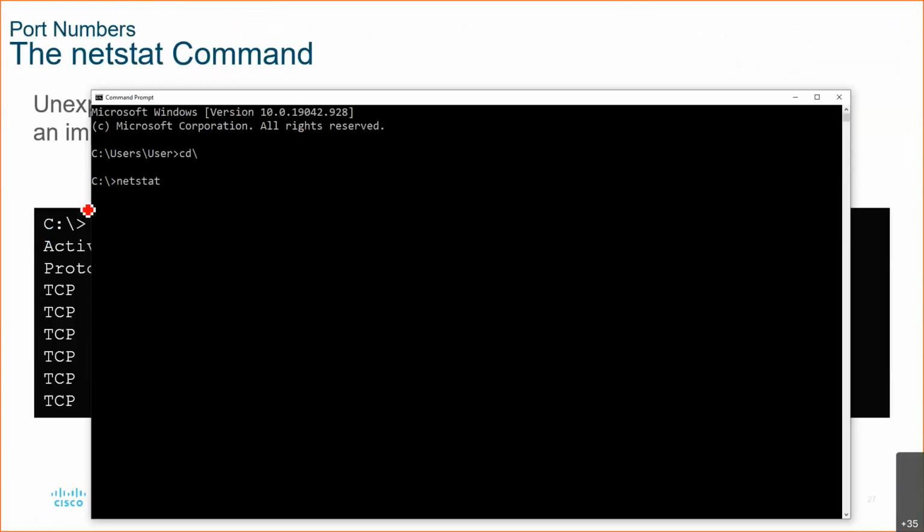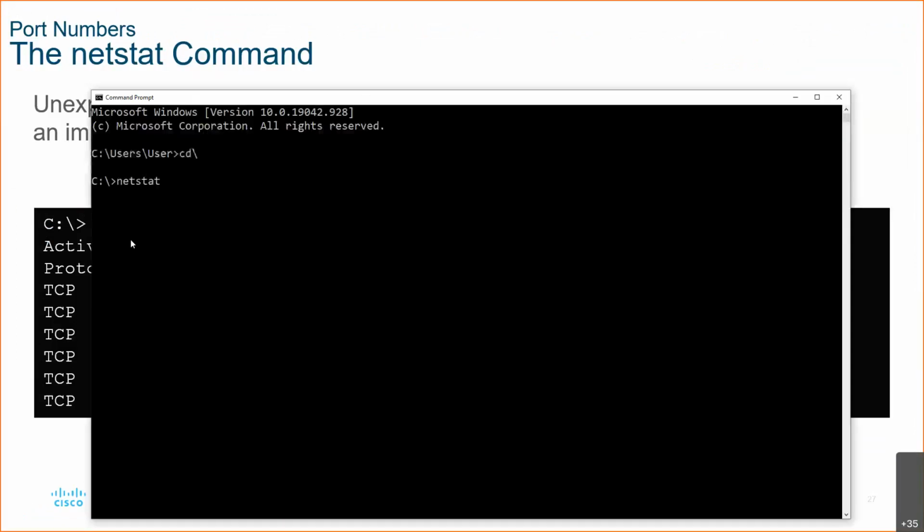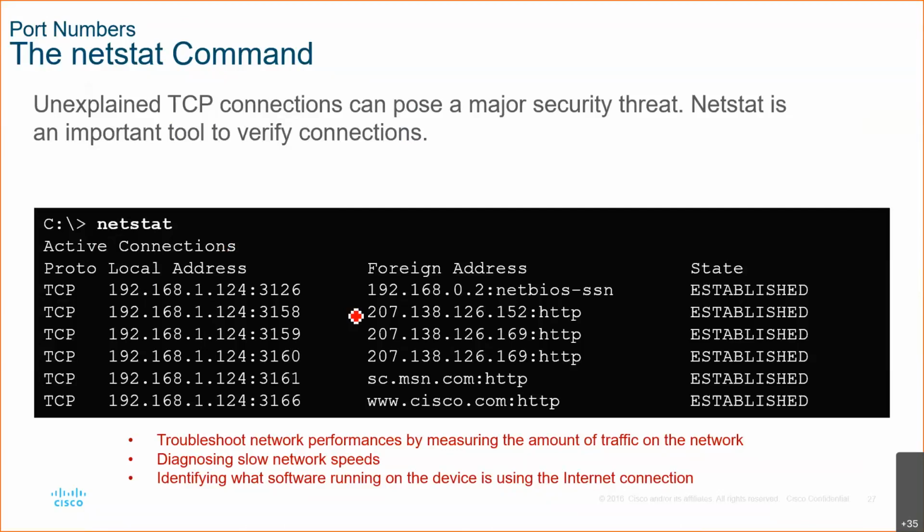Okay. I'm not going to run this on my computer right now because I don't want to see the links that it shows. Okay, but you can run your netstat command, and it will tell you what are the ports and what are the TCP connections that are accessing your machine.